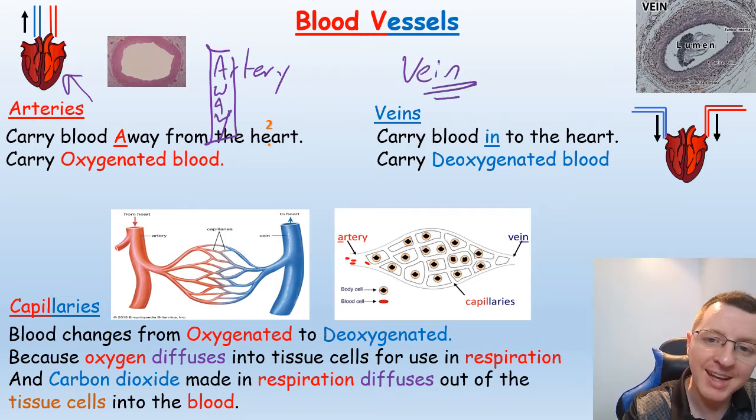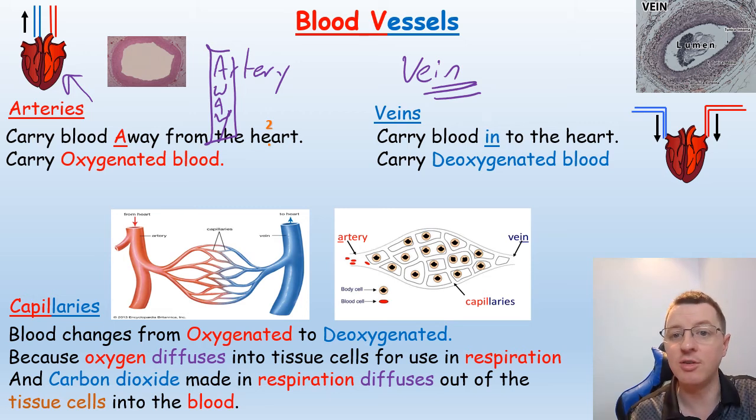Veins carry blood in to the heart, and you can see the word in within the word vein to help remind you. And veins will generally be carrying deoxygenated blood, apart from one particular example, which is the pulmonary vein, which carries the blood from the lungs into the heart and therefore carries oxygenated blood.